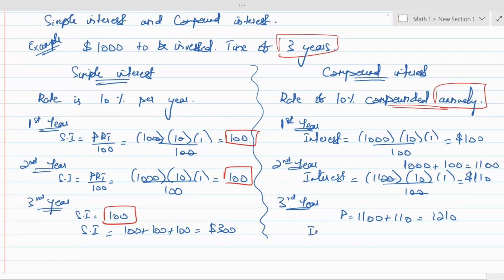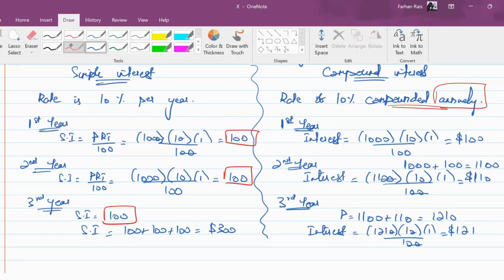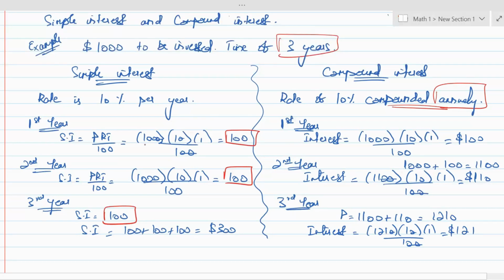And the interest to be calculated here would be 1210 into 10 into 1 upon 100. So 2 zeros take on 2 zeros, and we are getting this as 121. So this is where the actual difference comes in. For simple interest, the principal throughout remains same. And in simple interest, the interest earned after every year or after every period also remains same, 100.